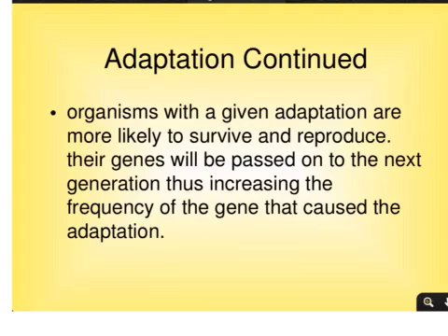Finally, with adaptation, organisms with a given adaptation, again, are more likely to survive and then reproduce. The genes will then be passed on to the next generation, and then increases the frequency of the gene. That doesn't necessarily mean that the older species or the ones that are not as well adapted will completely go extinct. That's why we see a lot of variation in dog species, for instance, a lot of different breeds, but it just makes it more frequent in the population.